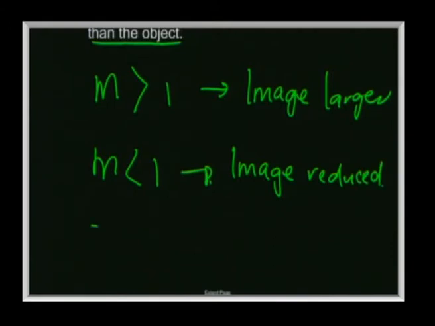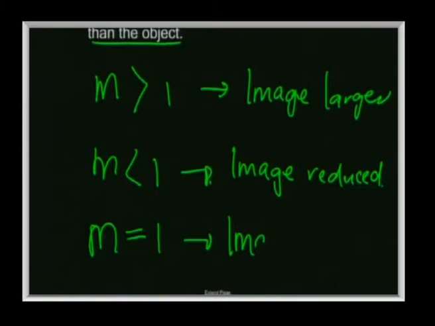Now, what would happen if your magnification is equal to 1? Well, logically, if your object and your image are the same size, no magnification has taken place, and therefore your magnification calculation would give you an answer that is equal to 1. So in this case, the size of my image is equal to that of my object.